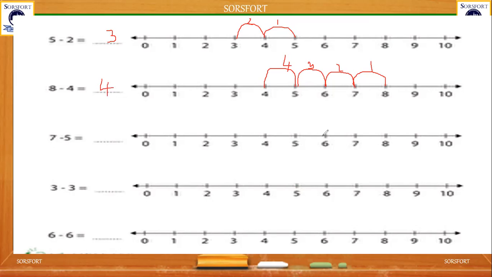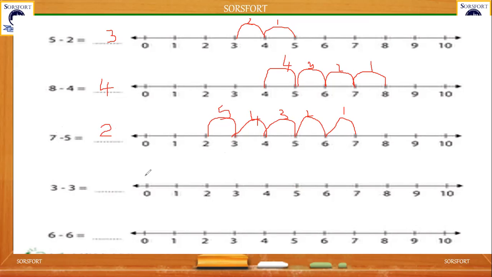Now 7 minus 5. In 7, how many times do we have to subtract? 7 to 6, 1 time. 6 to 5, 2 times. 5 to 4, 3 times. 4 to 3, 4 times. 3 to 2, 5 times. In 7, minus 5 times we subtract, means what is the answer? 2. 7 minus 5, 2.